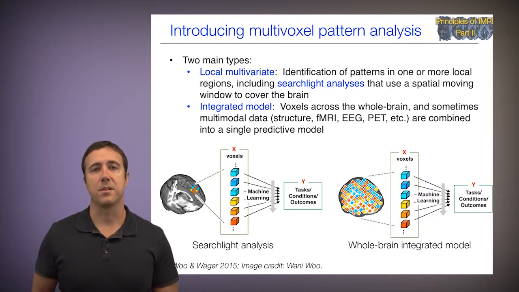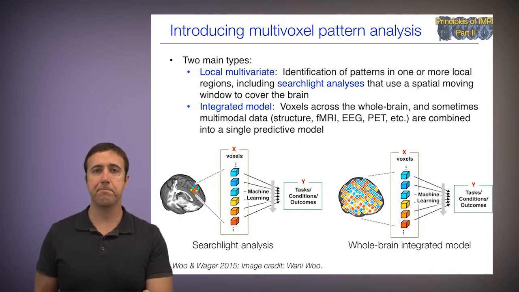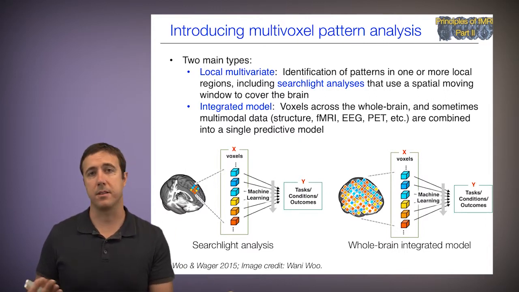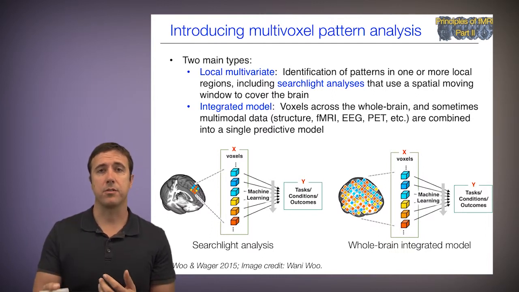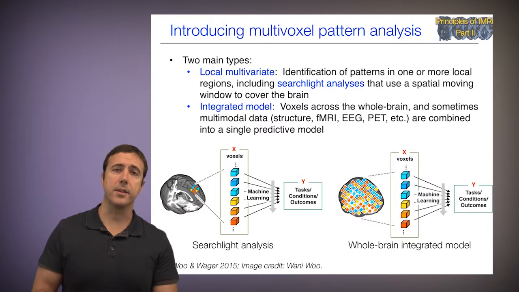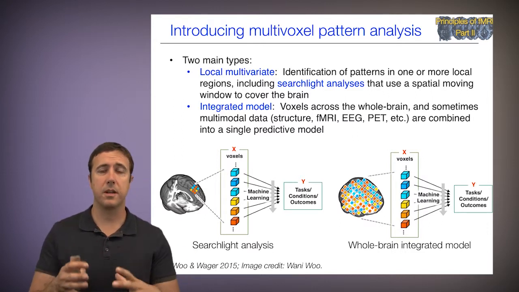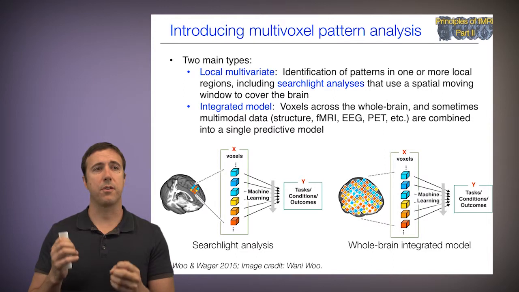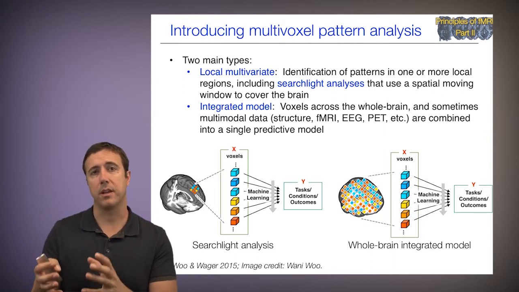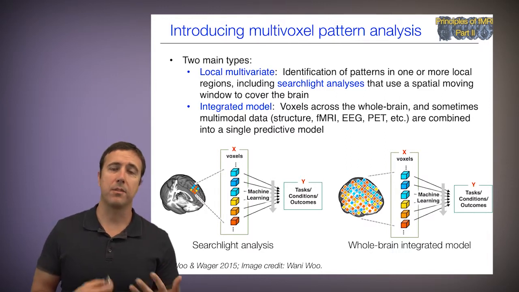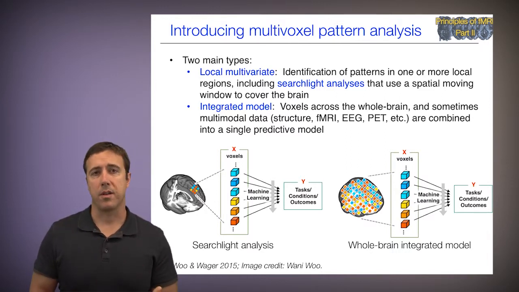The second type is what I'll call an integrated model. In this case, we're going to use voxels across the whole brain, any available information that I think is neuroscientifically valid, and sometimes even multimodal data, like combining functional data with structural data, fMRI, EEG, PET, or other kinds of data into a single predictive model. This is really suited for asking, how well can I predict this outcome using the available brain information? And then I can refine the model, simplify the model, and ultimately work with that as a basis for a representation of the underlying process.